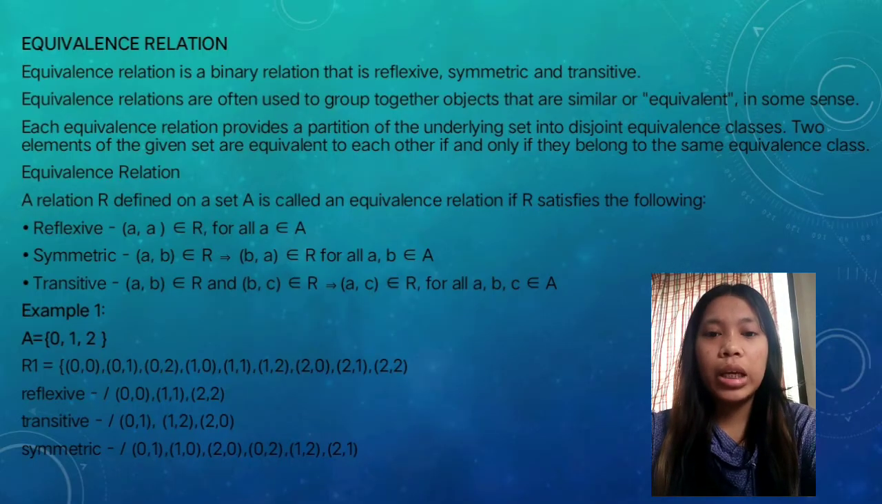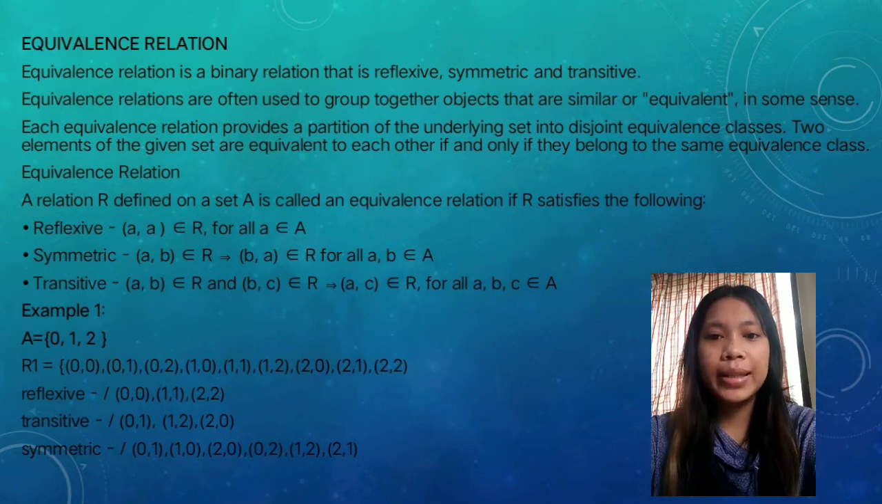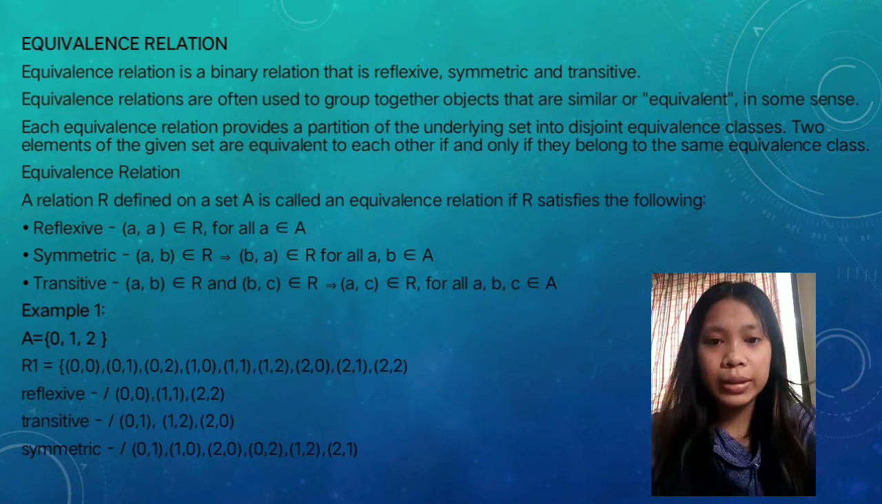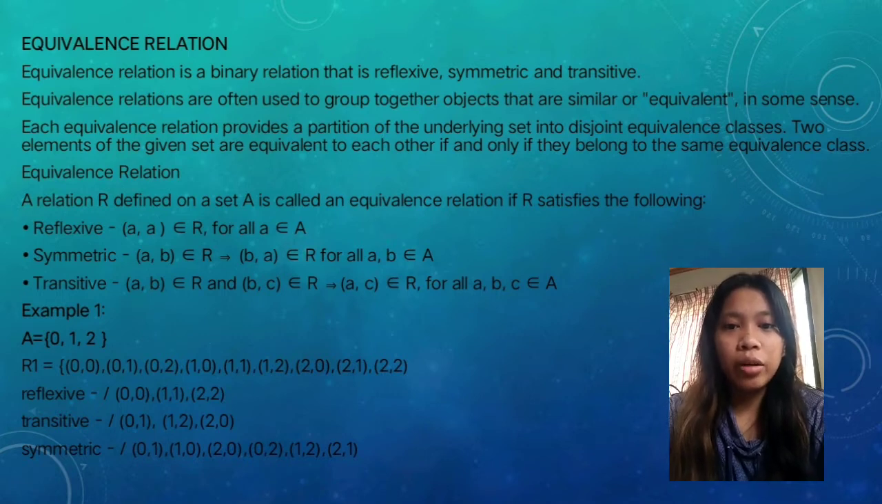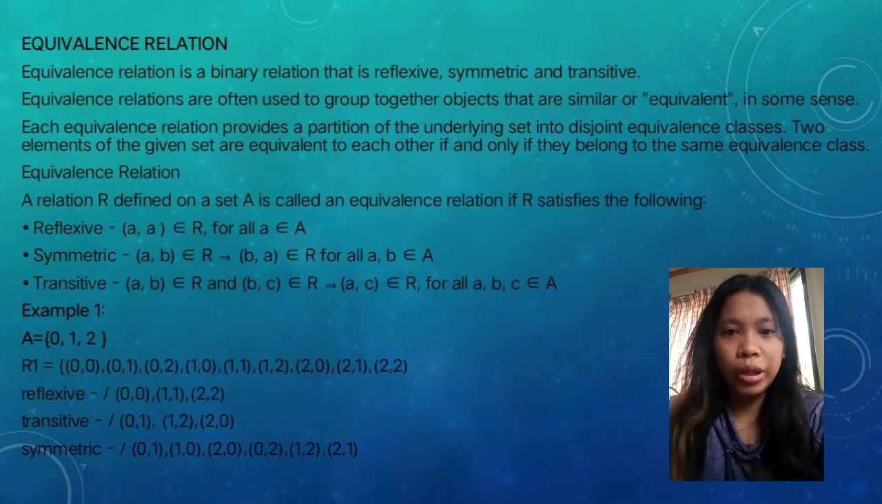Equivalence relation. An equivalence relation is a binary relation that is reflexive, symmetric, and transitive. Equivalence relations are often used to group together objects that are similar or equivalent in some sense. Each equivalence relation provides a partition of the underlying set into disjoint equivalence classes. Two elements of the given set are equivalent to each other if and only if they belong to the same equivalence class. A relation R defined on a set A is called an equivalence relation if R satisfies the following.